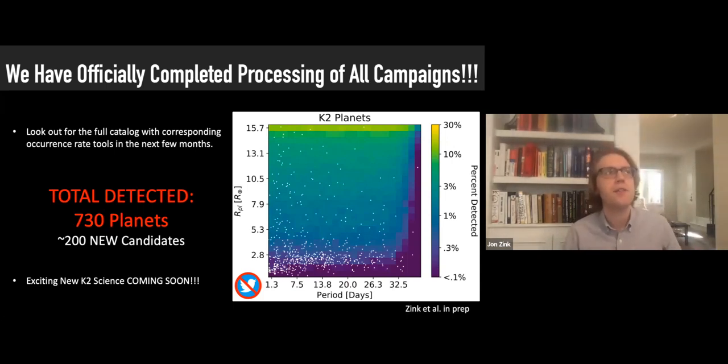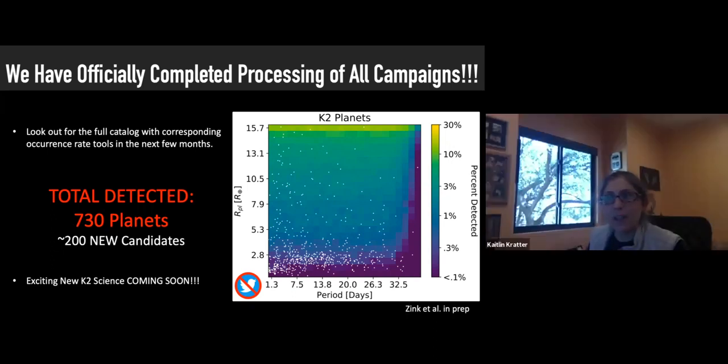I don't know if you are familiar with how we test reliability or our false positives. We do this whole thing where we invert the light curves and run them through again. Hopefully we find nothing; we find a few. So that tells us something about the reliability of our sample. But yeah, it should be a really high reliability sample. I don't want to say we're comparable with Kepler, but we're pretty close to the Kepler reliability.